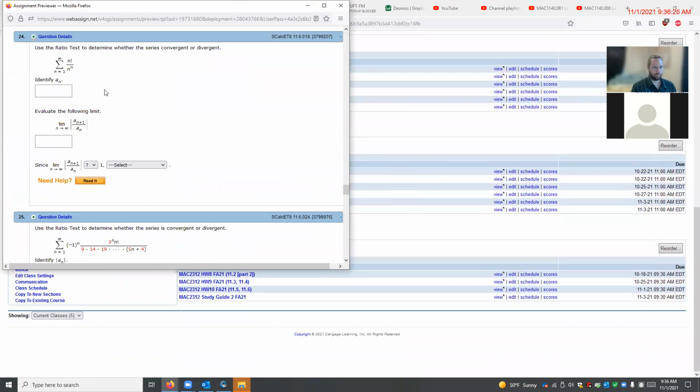So here's number 24. And we're looking at n factorial over n to the n. This is a tough one. So good choice, Frank. Let's see what we can do with this. This is coming from the ratio test homework. It's section 11.6. So there's a strong hint that we should use the ratio test, even if they hadn't told us that explicitly. That strong hint is the factorial. Remember, factorials, ratio test.